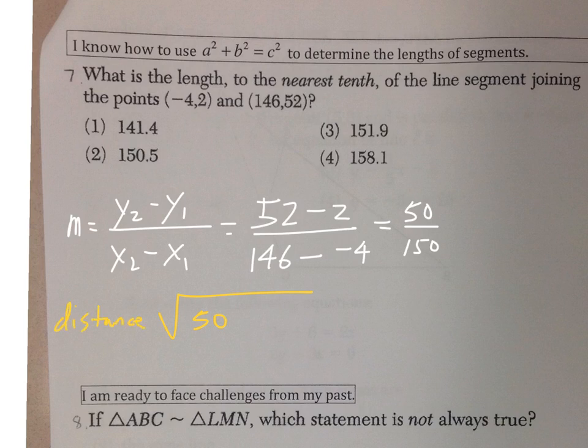Now you could do this with the Pythagorean theorem or just use this hypotenuse formula to figure out the lengths. Typing that into the calculator, you'll get 158.1, which is the answer.